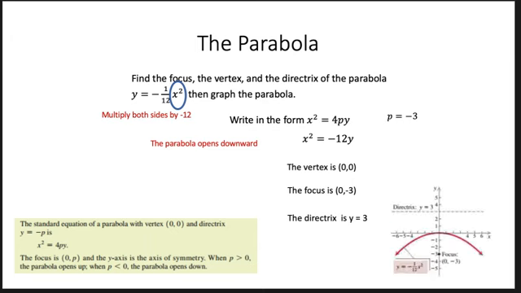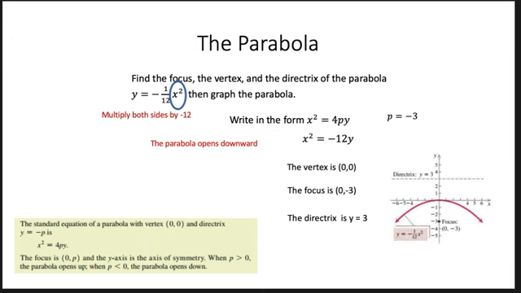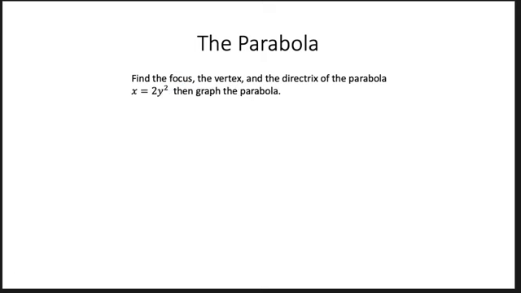And with that information, you can draw the graph. Draw the directrix, y equals 3. Draw the focus, which is 0, -3, and then draw your parabola. Okay, let's look at another example. Find the focus, the vertex, and the directrix of the parabola x equals 2y squared, and then graph it.